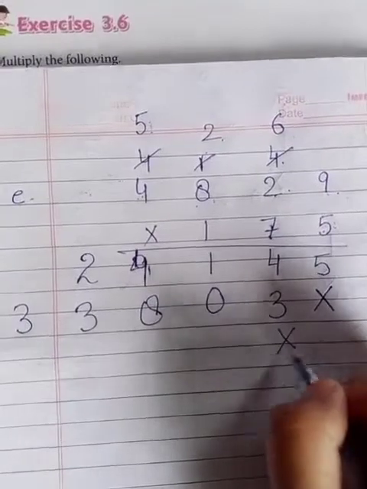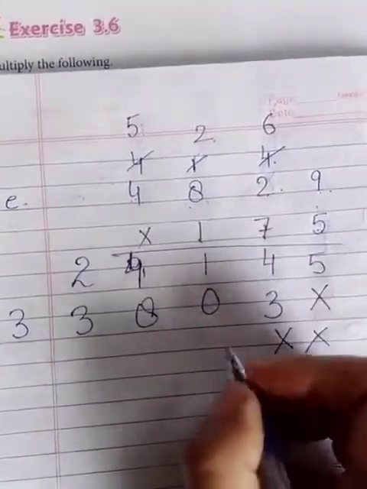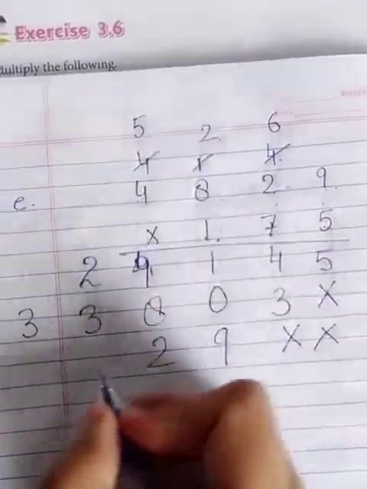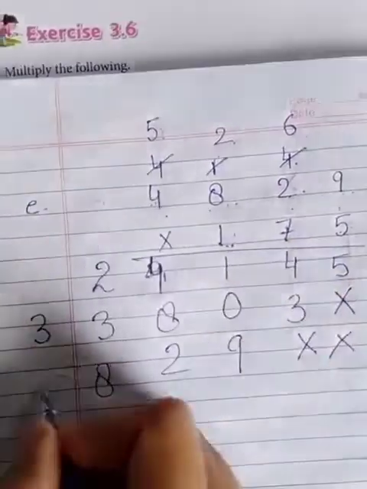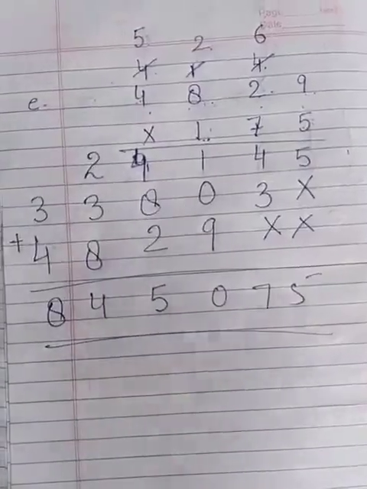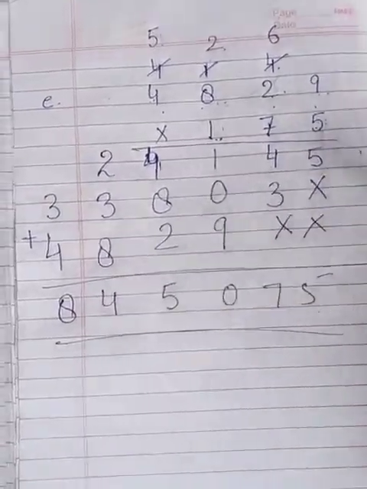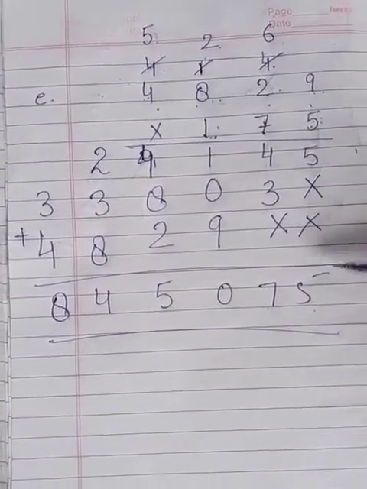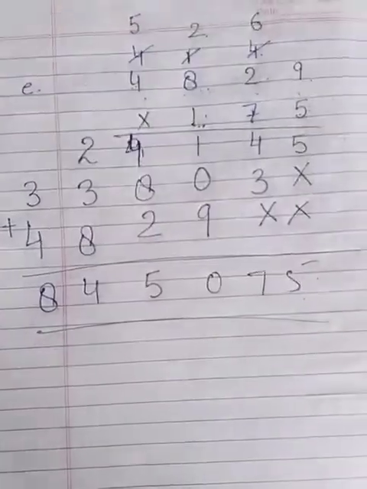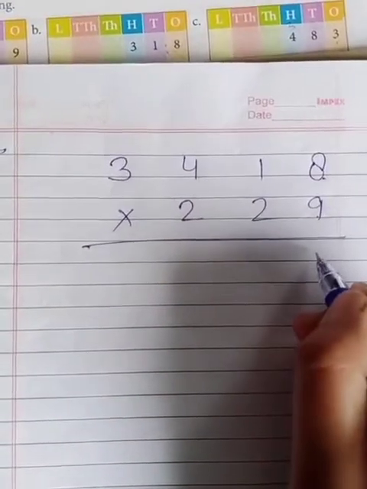Now again put two signs of multiplication and then we have to start with 1. 1 nine is 9. 1 two is 2. 1 eight is 8 and 1 four is 4. Now we have to add. When we add these three numbers, we get the answer 845075.